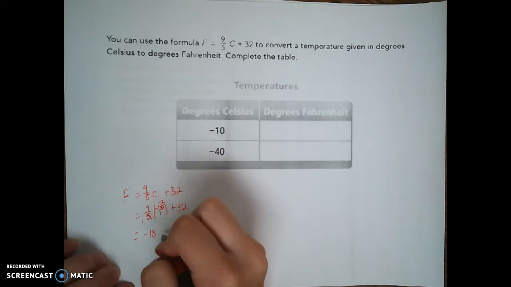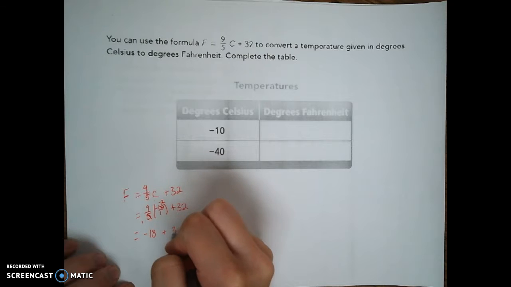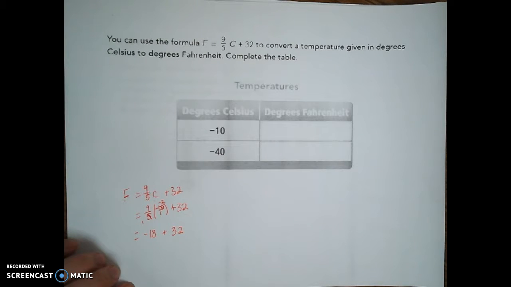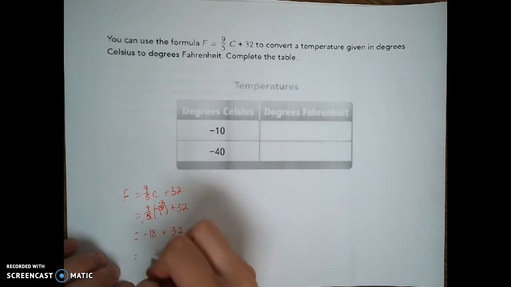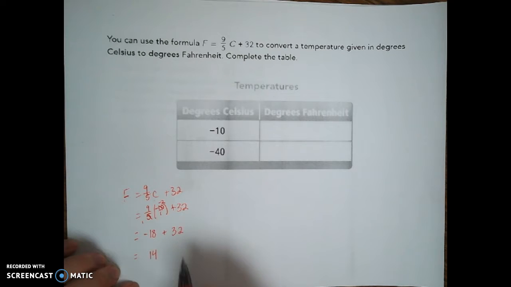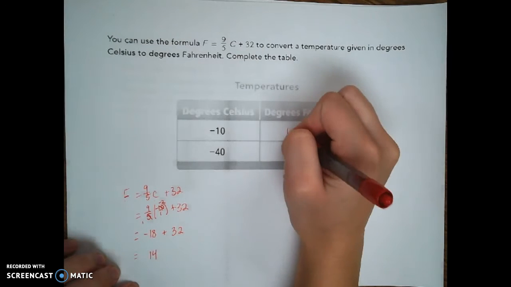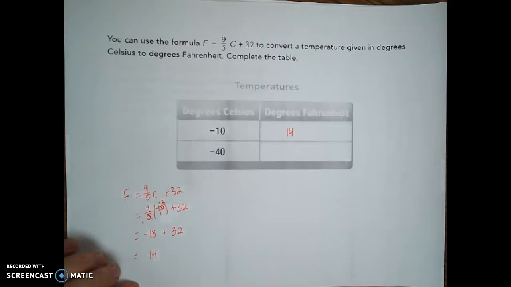-18. Then I want to bring down my plus 32. And then to solve that, I have a negative and a positive, so I have different signs, so I'm going to find the difference. So if I do 32 minus 18, I get 14. And then I have to see who has more, the negatives or the positives, and the positives have more. So my answer will be positive 14.